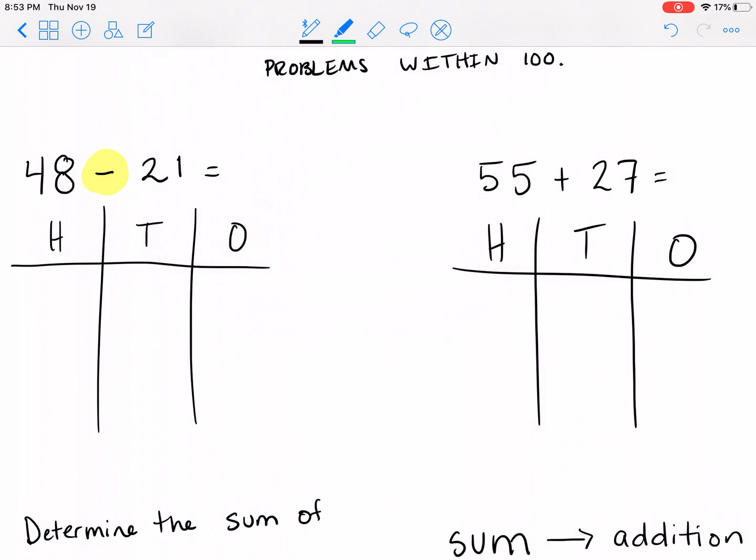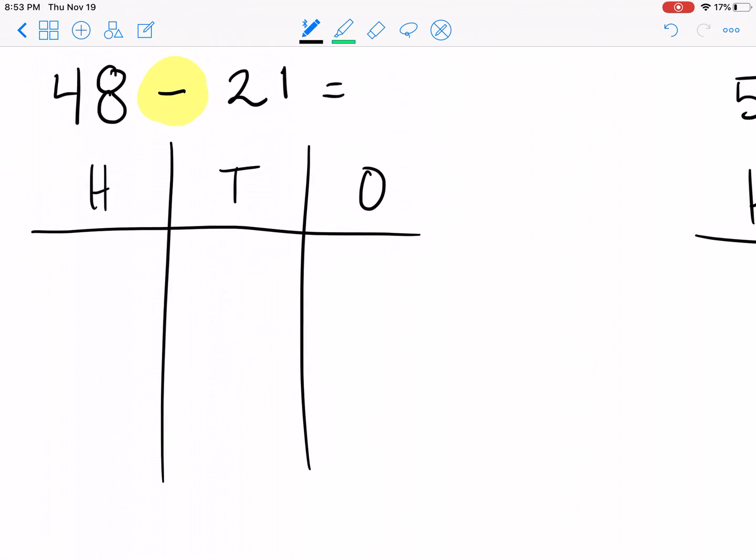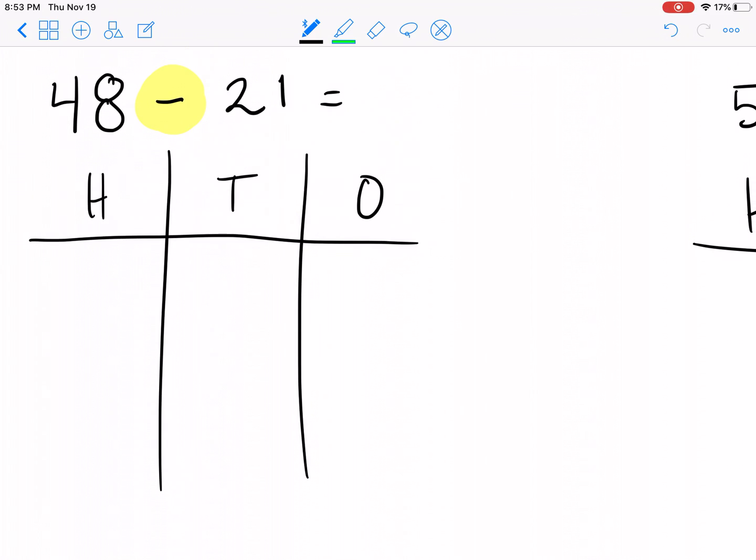So our operations are addition and subtraction right now in second grade. So that should be the first thing that you look at when you are presented with a problem, where you are looking for which operation we have been given. So if we look right here, we are given a minus sign. So this problem reads 48 minus 21.